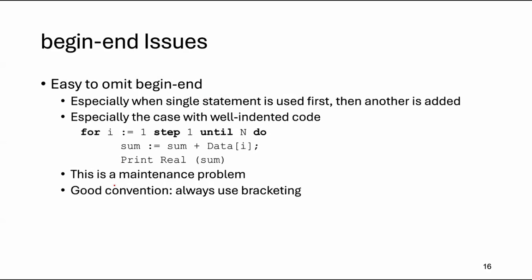We have to keep a couple of things in mind about the begin and end. It's really easy to omit the begin and end, especially when a single statement is used first, then another one is added to the program. And especially in the case of well-indented code, like the example here, if the begin and end is removed, we have two statements, but only one statement is going to be considered as part of the for loop. So this is more of a maintenance problem, and a good convention is always to use bracketing.